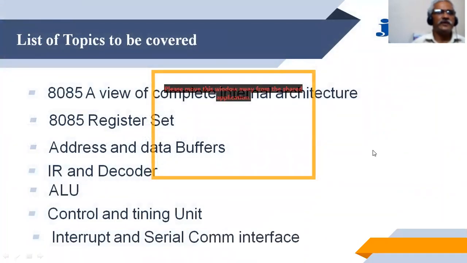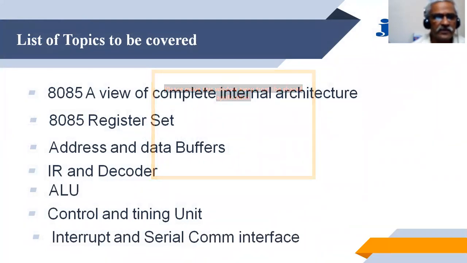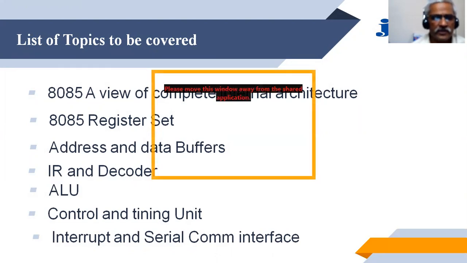The topics that we'll be discussing in this video are: first, an overview of the complete internal architecture of the 8085. Second, the 8085 internal register sets. Third, the address and the data buffers. Fourth, the instruction register and the instruction decoder. Fifth, the arithmetic and logical unit. Sixth, the control and the timing units. Seventh, the interrupts and the serial communication interface units. So let's see them one by one.